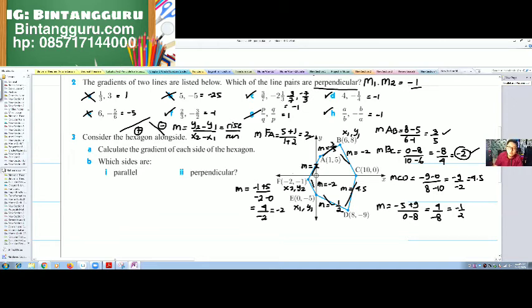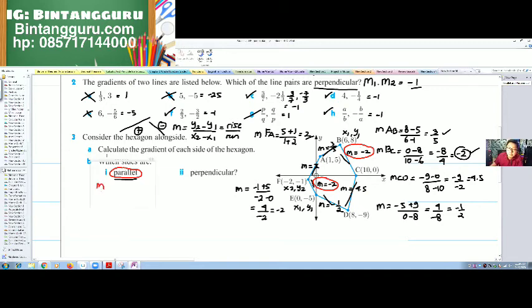Okay, so we already find the gradient for each side of the hexagon. And now we have to find which sides are parallel. So the parallel should be equal. If you see, I will use the red one for parallel. So this is parallel. We have to find the side which has the same gradient. So this will be this one and also this one. So the answer will be M.